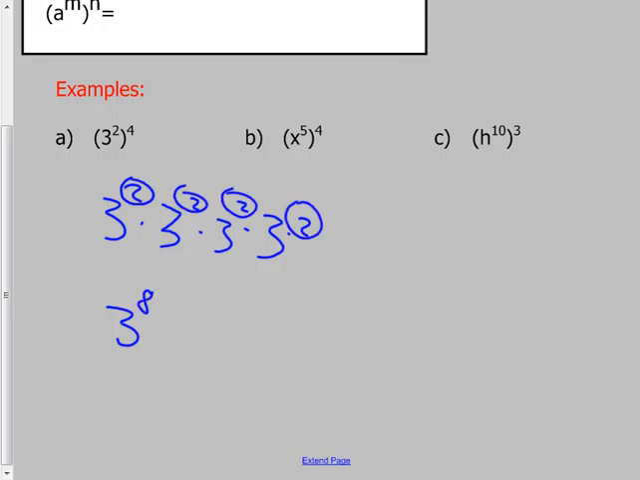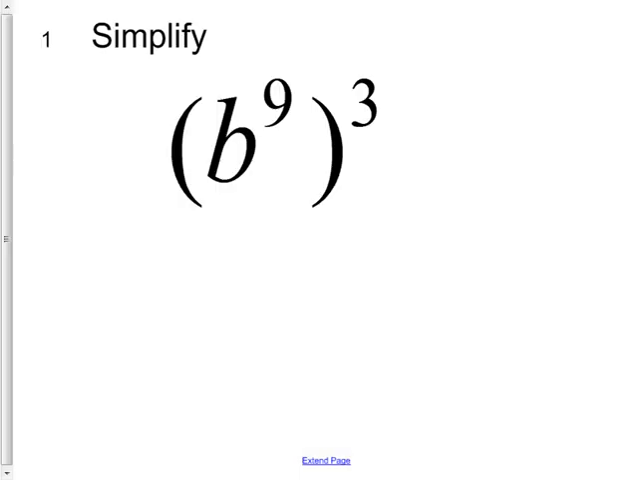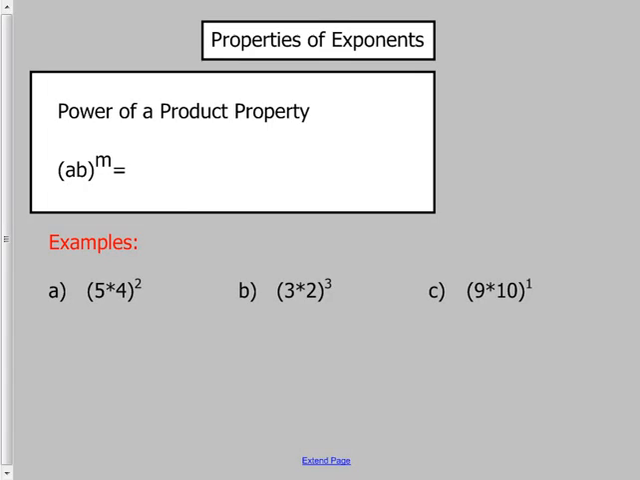3 to the 8th. Wouldn't it have been faster to just multiply these two? Yes. But I'm just showing you why you multiply those two. So then this is really x to the, multiply these two. What? 20th. And this would be h to the 30th. Good. You just need to know these rules really well for what we're doing today. All right, so this is b to the 27th. Good. All right, moving on.